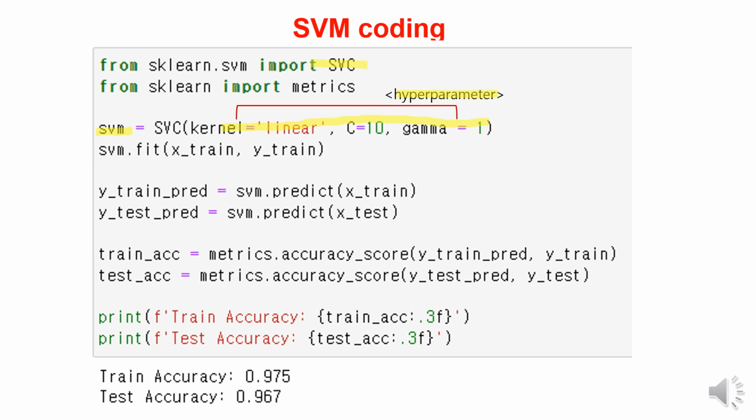Next, we train the model using the X training and Y training data and evaluate its accuracy. The training accuracy is calculated to be 97.5%, and when applied to the testing data, the accuracy is 0.967, indicating that the model predicts the iris flower species with an accuracy of 96.7%.